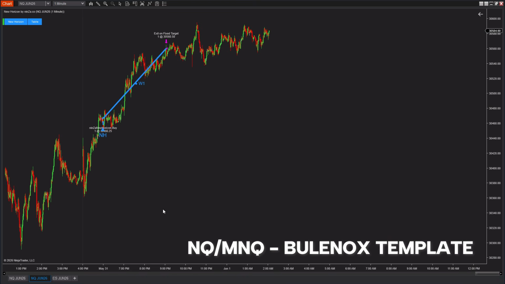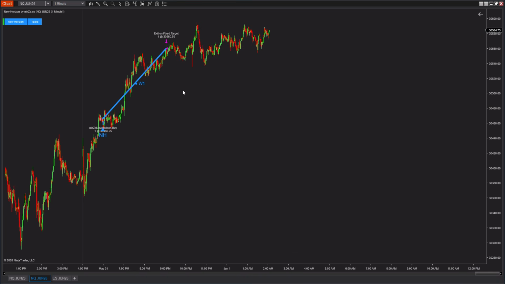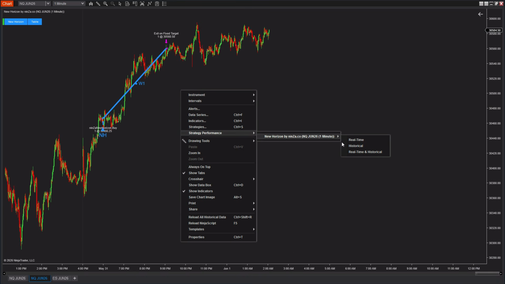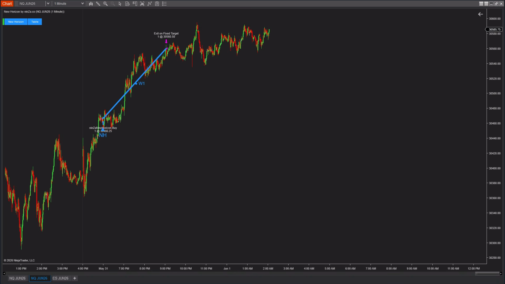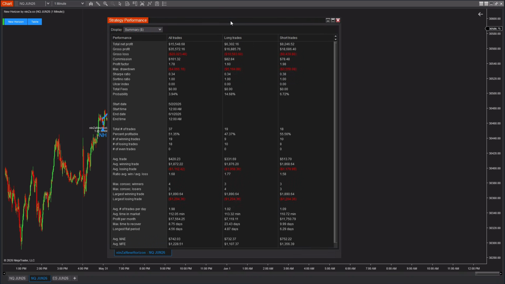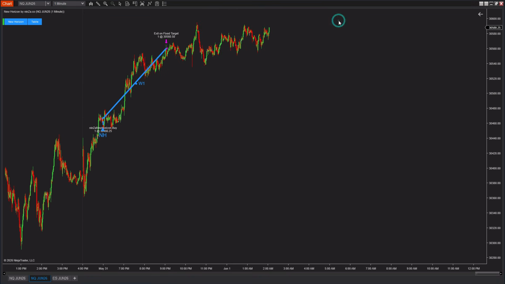Next is the template we have been using for Bulinox funding evaluations. To date, it has shown some of the most stable performance on NQ. One of its biggest strengths is its ability to generate profits that significantly exceed its maximum drawdown, resulting in a very favorable reward-to-risk profile. Rather than focusing on trade frequency, this configuration emphasizes signal quality and capital preservation, making it a strong choice for traders pursuing funded account evaluations or long-term account growth.